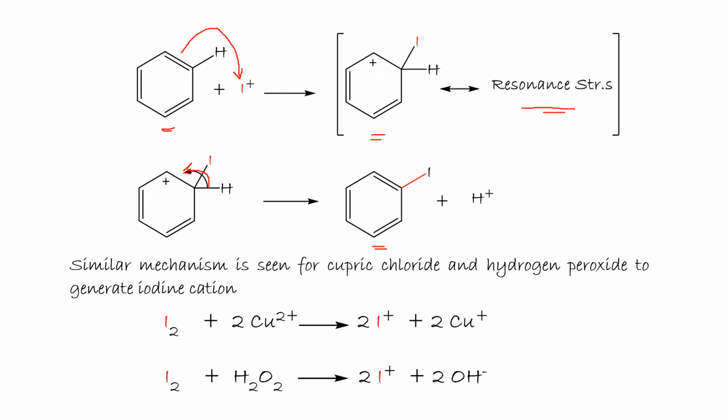Similar mechanism is seen for cupric copper-2 chloride and hydrogen peroxide with iodine. These reagents create iodonium ion.